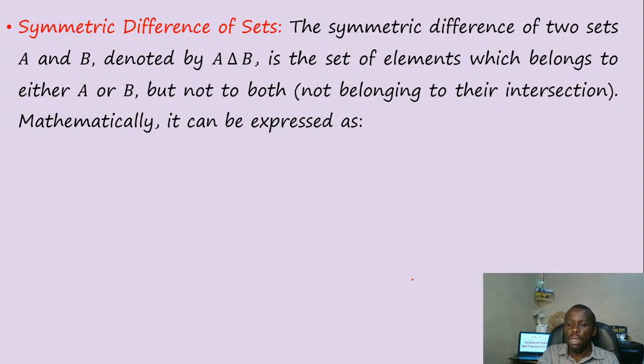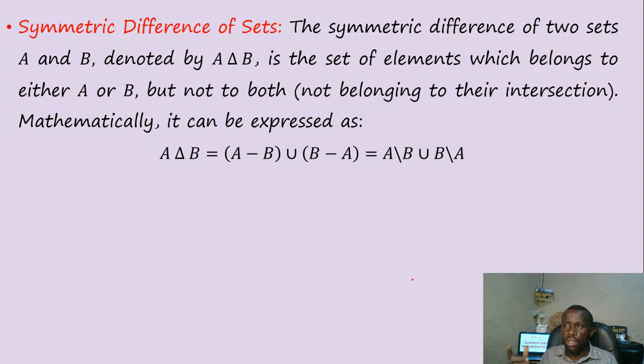Okay. Now, mathematically, we can express the symmetric difference of A and B to be A minus B. That means elements inside A that are not in B. You write them out first. Union B minus A. Elements in B that are not in A. You now join the two of them together. That's what we call the symmetric difference. Symmetric means equal. When you say A minus B, you have to do B minus A. Okay? You can't just say A minus B.